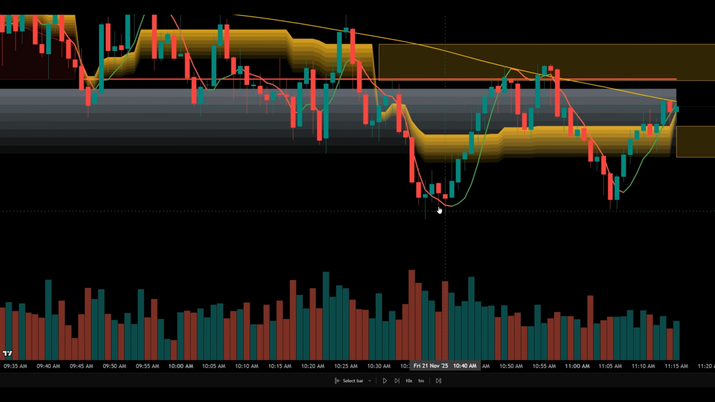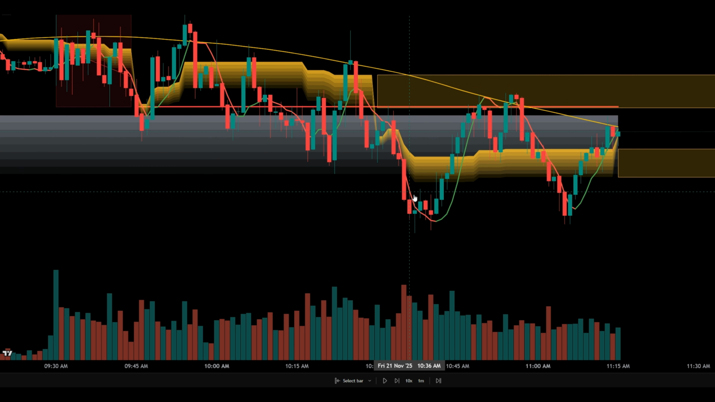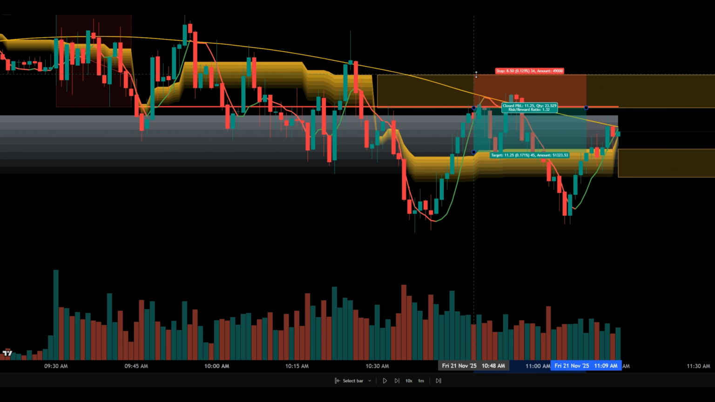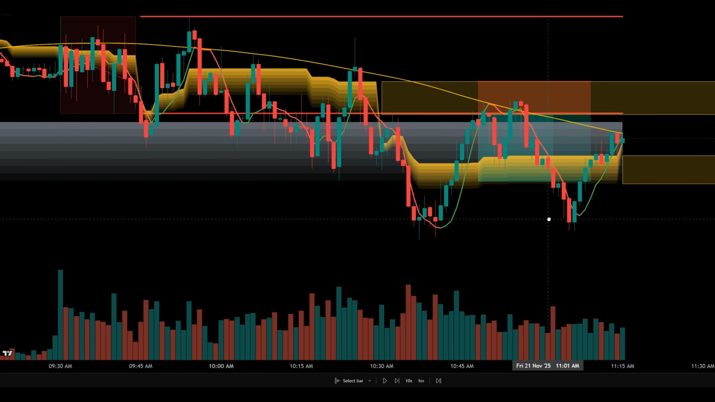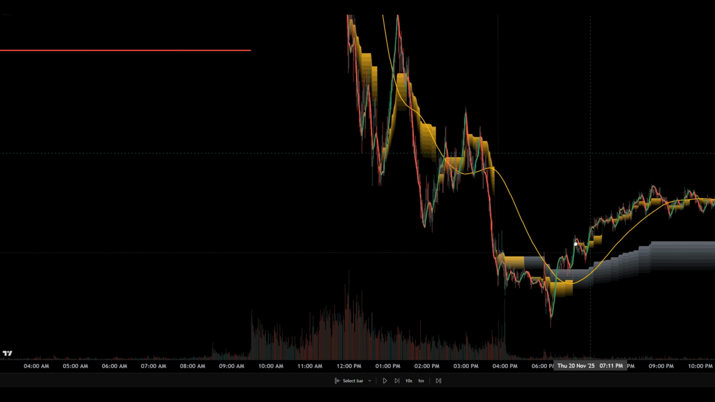Now, this breaks down. So what do we do? Well, we're bearish. We broke down. We set a limit order on our zone right there, and we go for a 2-to-1. There it goes. It wins. Okay. Now let's go to the next day.